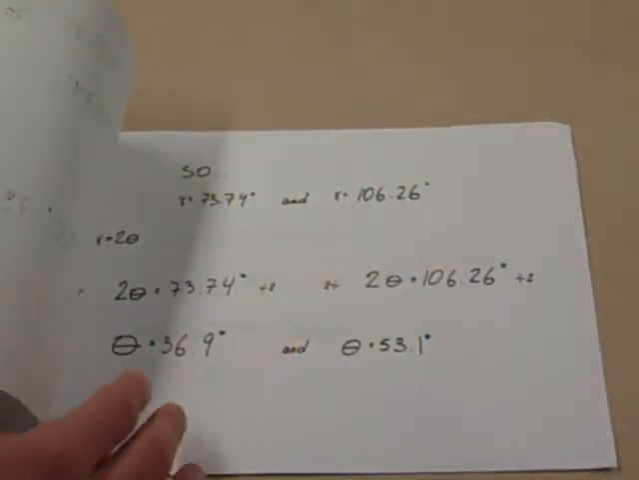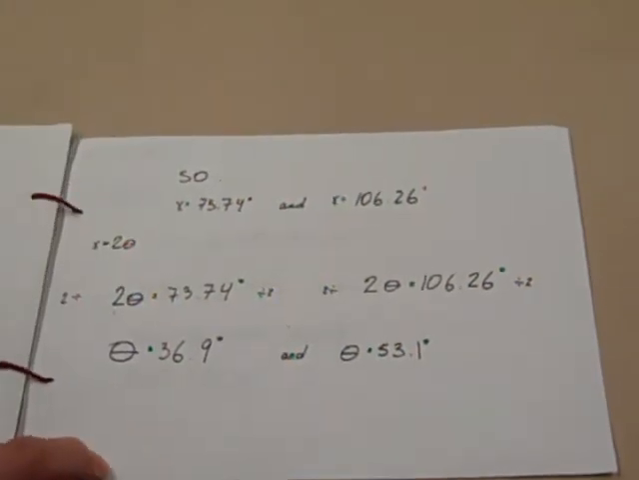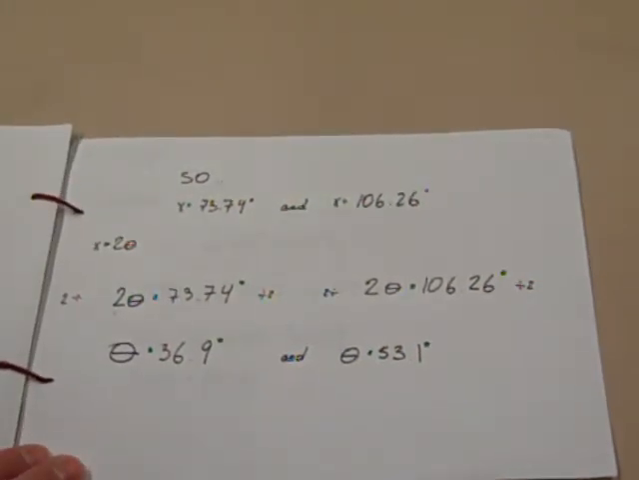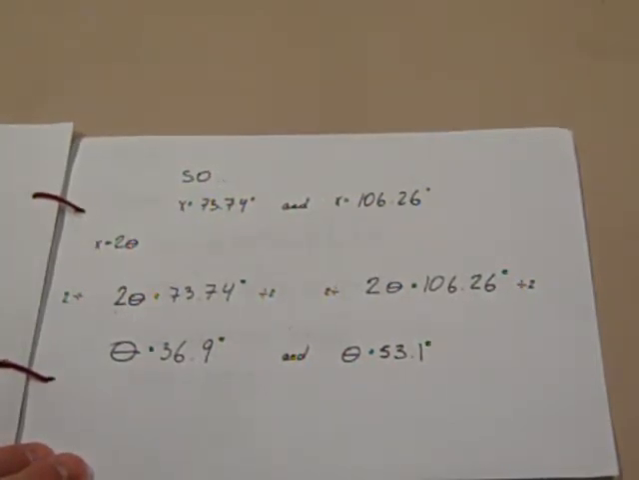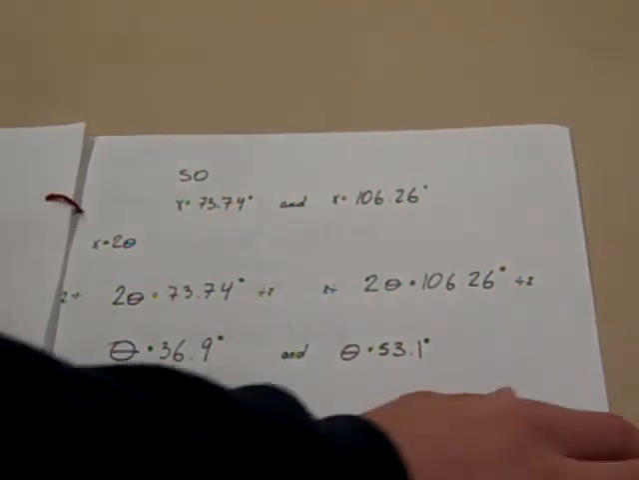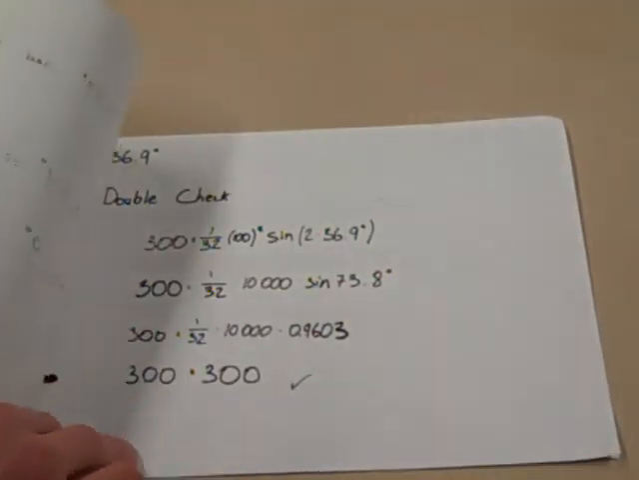We have 2 theta equals 73.74 degrees. We can solve for theta by dividing both sides by 2. The same goes for 2 theta equals 106.26. This means that theta equals 36.9 degrees and 53.1 degrees. We should also double check by plugging the theta values into the equation.